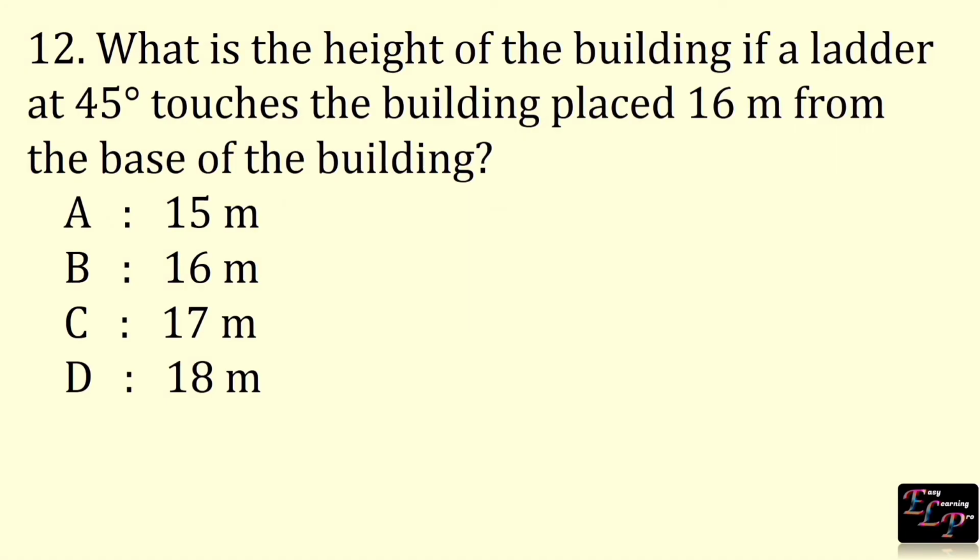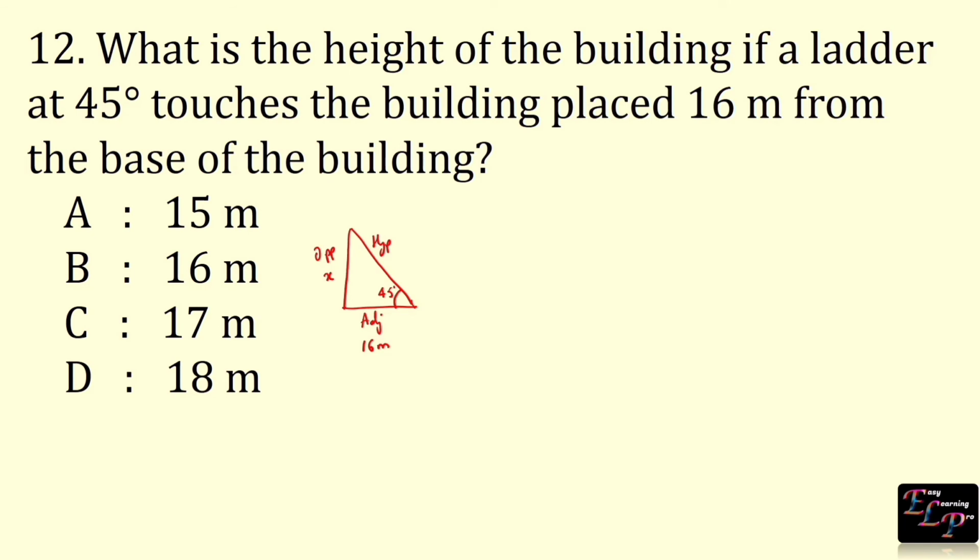What is the height of the building if a ladder at 45 degree touches the building placed 16 meters from the base of the building? Consider the building and ladder. So the ladder is placed at 45 degree. So this side is opposite, this side is hypotenuse, this side is adjacent. We have to find height of the building. So let us take this as x, and given that ladder is placed 16 meter from base, so adjacent side is given as 16 meter.